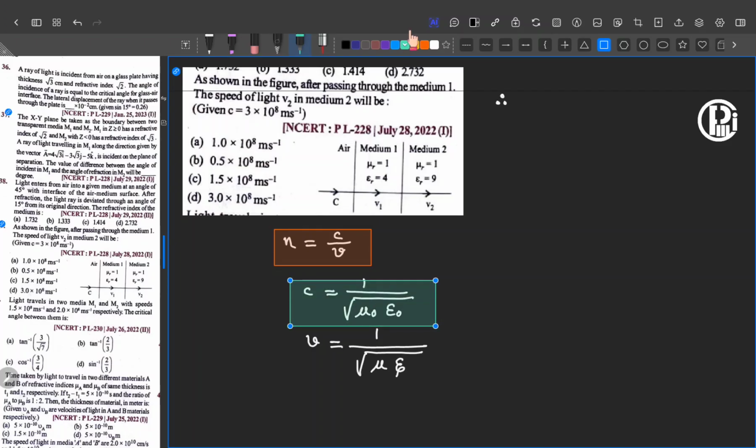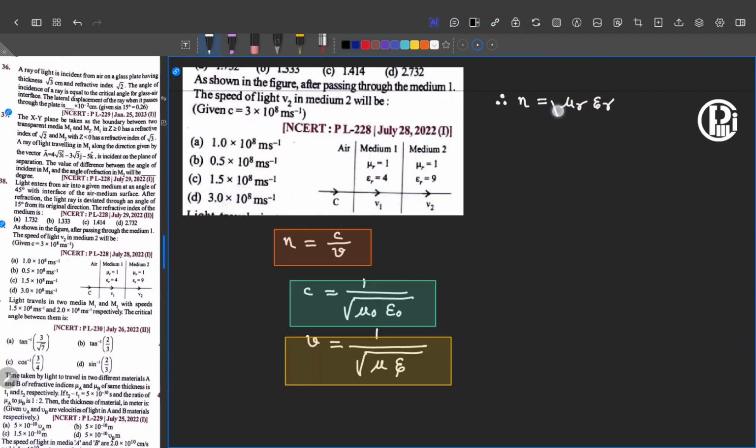So this one is also in our mind, right? Therefore you can write n is equal to c by v. If I rewrite the terms, that will be root of mu r epsilon r. That is the refractive index formula. Therefore n is equal to root of mu r epsilon r. Mu r is 1 and epsilon r is 9 here. Therefore n is equal to 3 for this medium. The refractive index of the medium is n equal to 3.